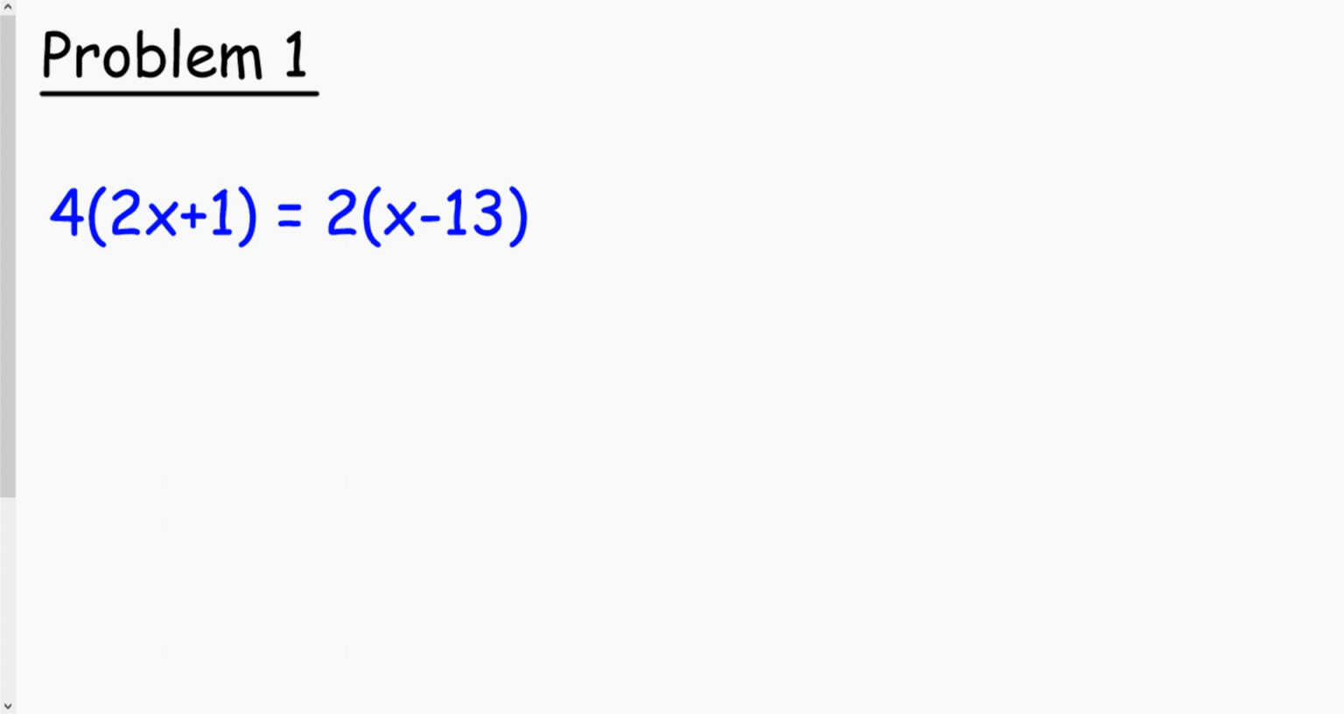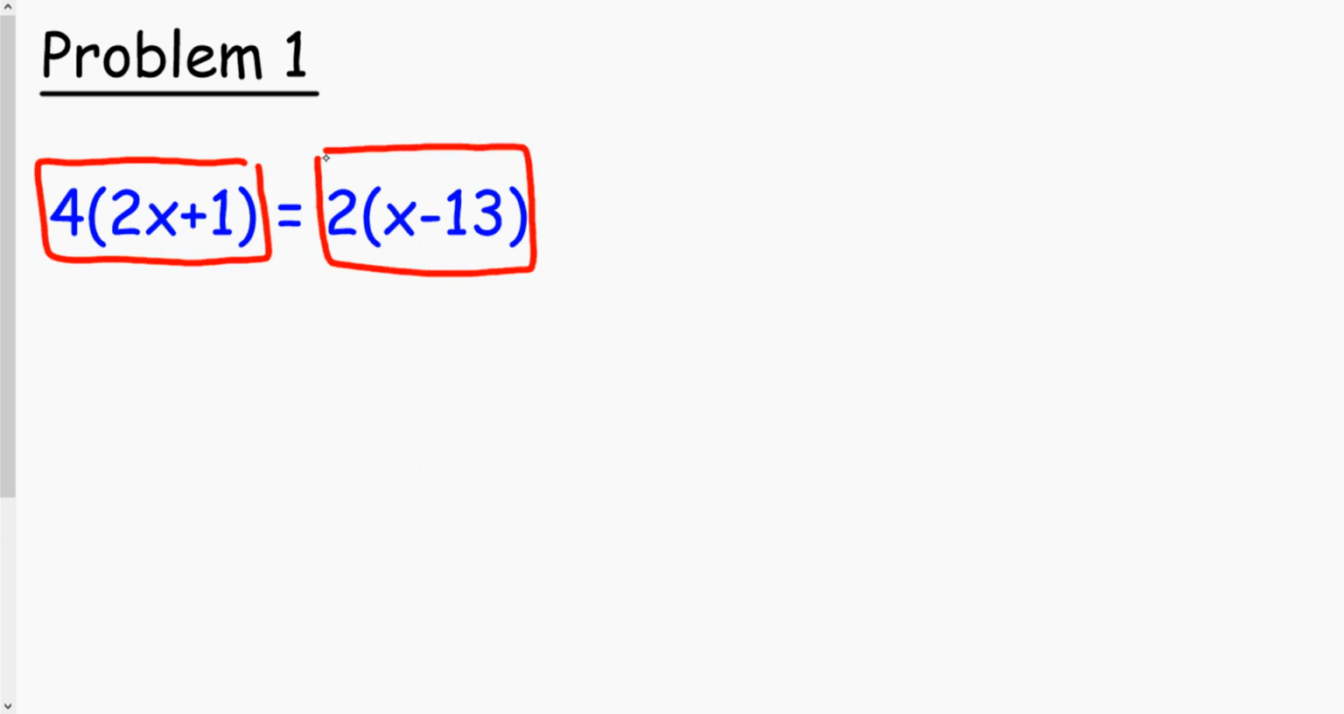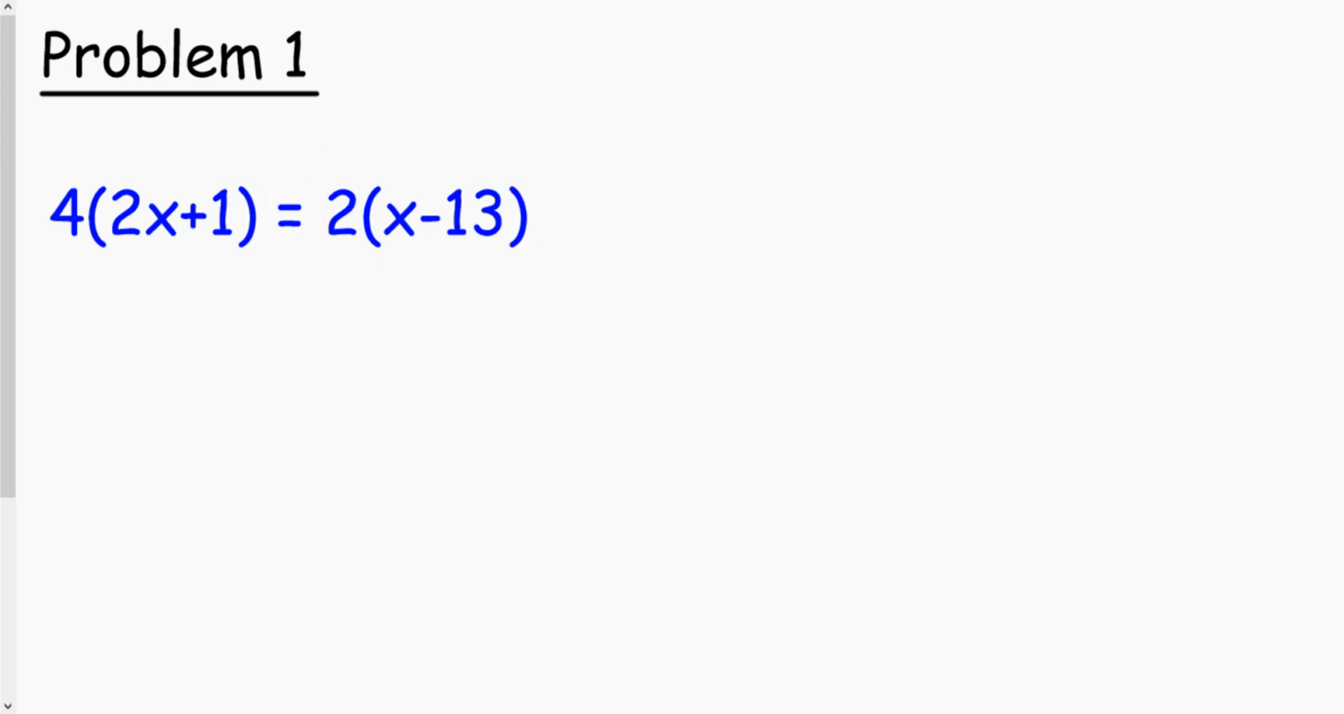Now, if you look at this equation, you're going to notice that on the left-hand side and on the right-hand side, they're just two expressions that you can use the distributive property to simplify. So first thing I'm going to do is distribute the 4. 4 times 2x is 8x, and 4 times 1 is 4. Remember, these two terms are not like terms, so I can't add them together. I have to just leave it like that. And that's equal to, on the right-hand side, I'm going to distribute the 2 to get 2x minus 2 times 13 is 26.